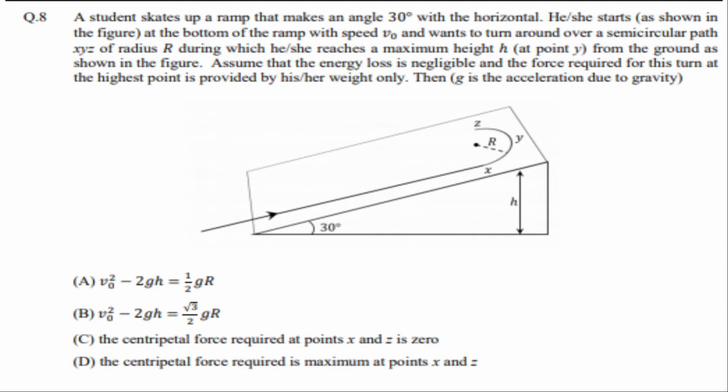It says a student skates up a ramp that makes an angle of 30 degrees with the horizontal. He or she starts, as shown in the figure, at the bottom of the ramp with speed v0 and wants to turn around over the semicircular path XYZ of radius r, during which she reaches a maximum height of small h at point Y from the ground, as shown in the figure. Assume the energy loss is negligible and the force required for this turn at the highest point is provided by his or her weight only. We are required to find which of these options are true.